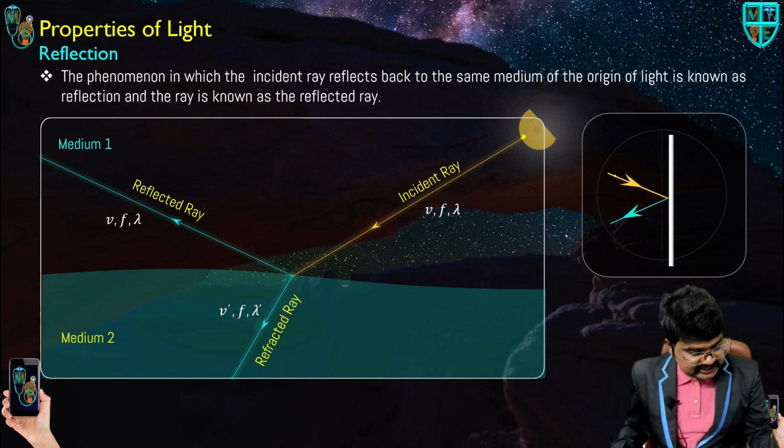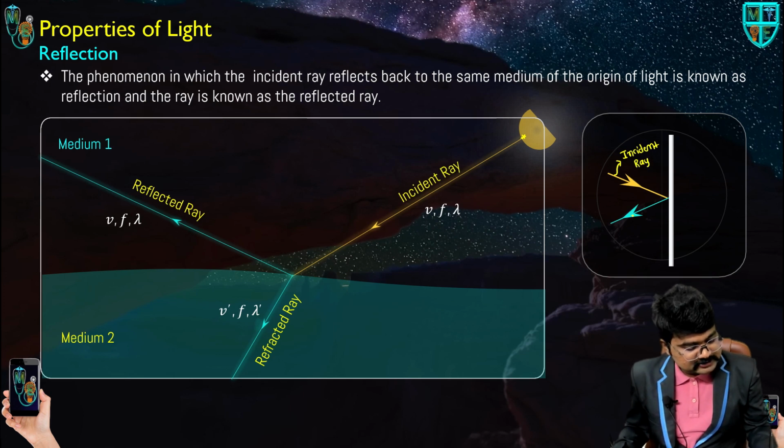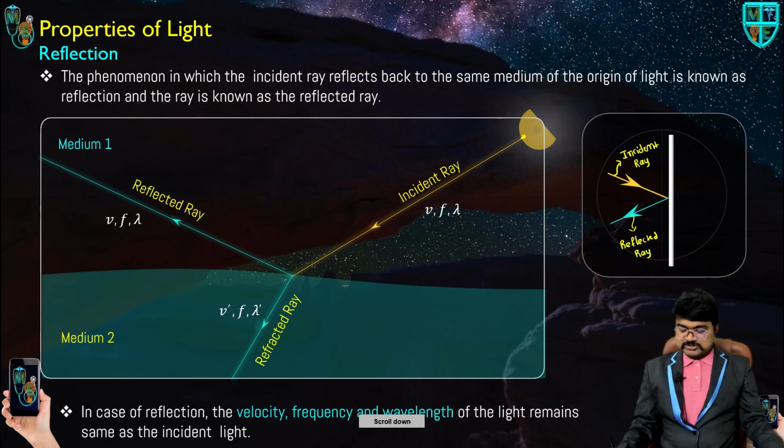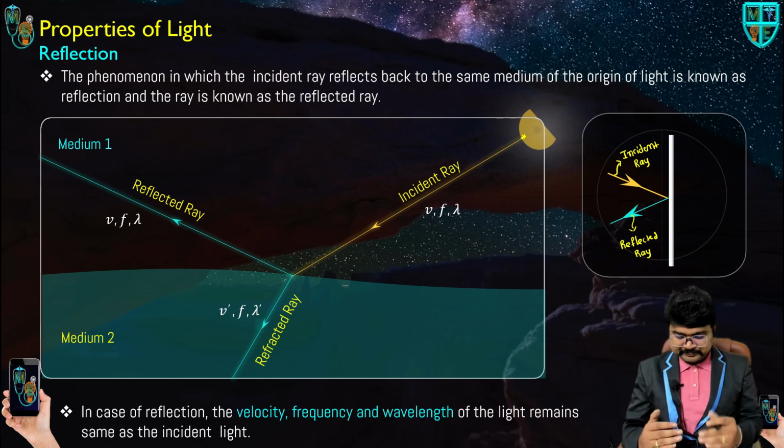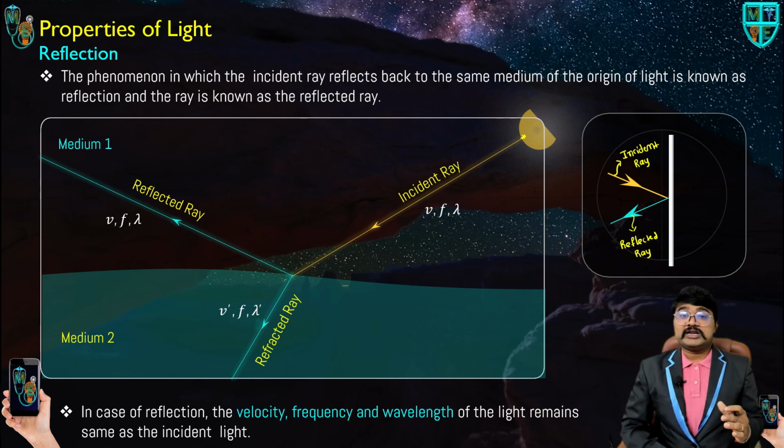Here this is the incident ray and this is the reflected ray. We already discussed this part: in case of reflection, the velocity, frequency and wavelength of the light remain the same as the incident ray.